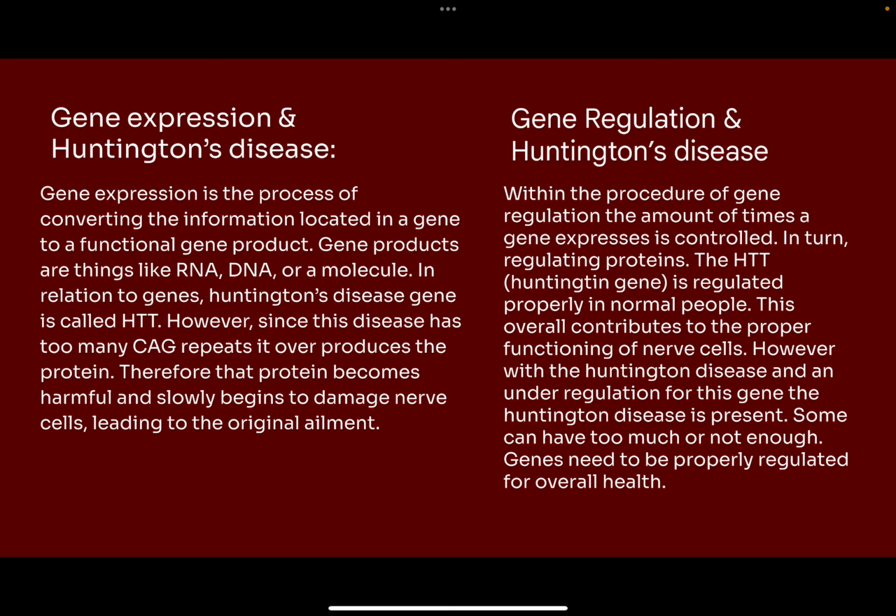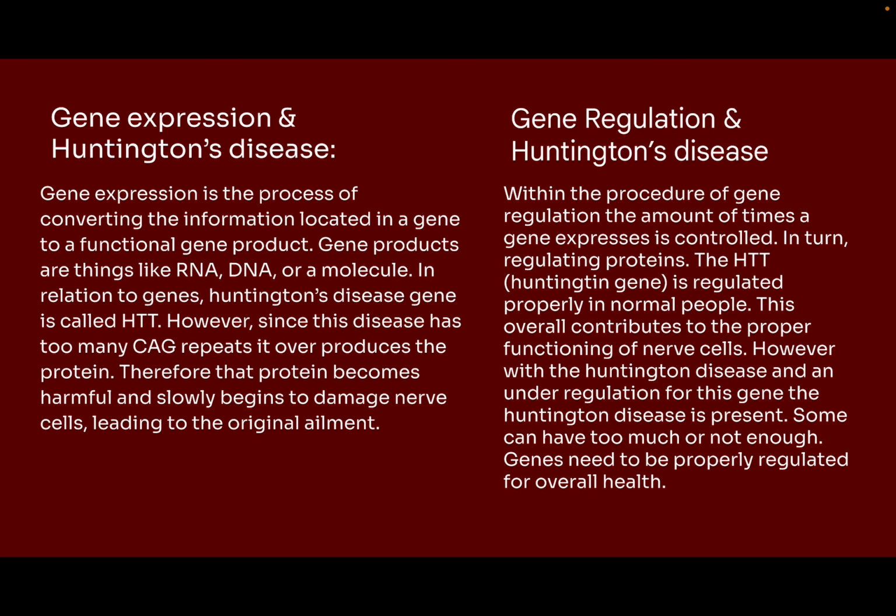Gene expression in Huntington's disease. Gene expression is the process of converting the information located in a gene to a functional gene product. Gene products are things like RNA or a protein molecule. In relation to genes, the Huntington's disease gene is HTT. However, since this disease has too many CAG repeats, it overproduces the protein. Therefore, that protein becomes harmful and slowly begins to damage nerve cells, leading to the original ailment, which is Huntington's disease.